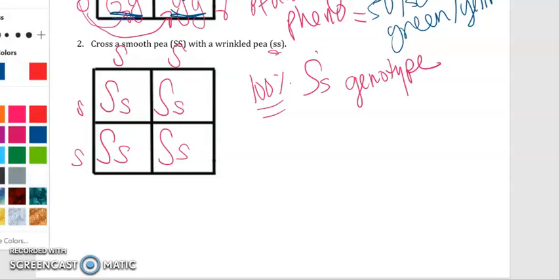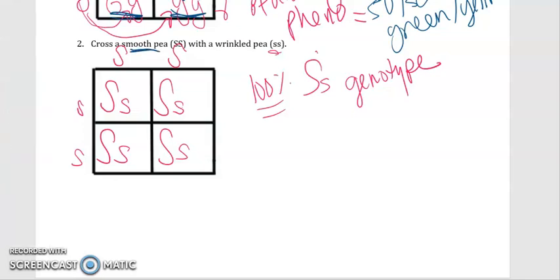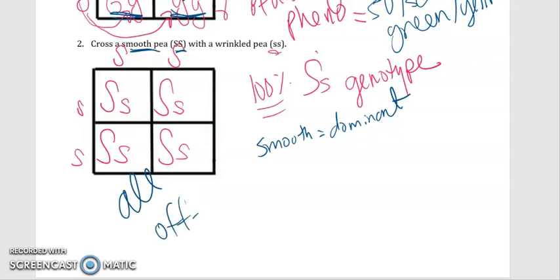Now, if we look back here, smooth pea is the capital letters, so that means that smooth is dominant. So all offspring are going to be smooth peas.